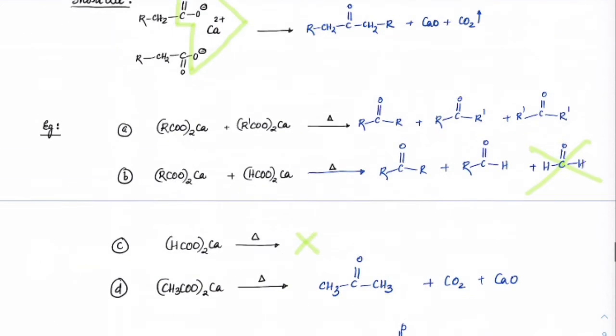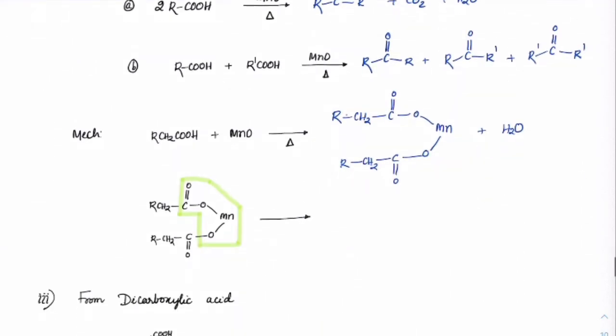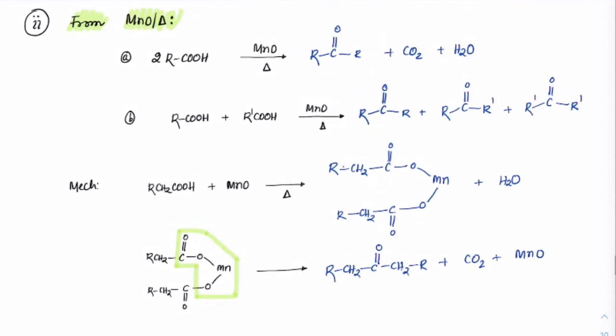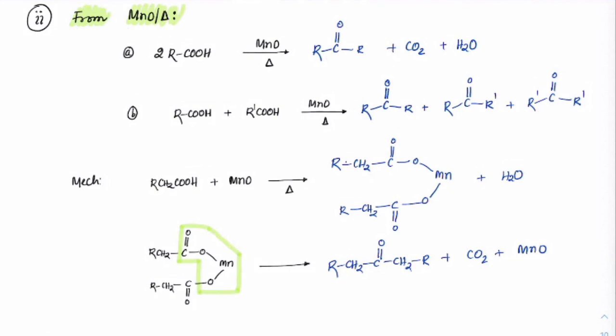Just like the shortcut we have seen here, how we used carbon dioxide to remove calcium oxide, we will do the same thing here also. Again, this manganese will come out as MnO, and this carbon dioxide will come out as CO2. So what is left out? RCH2 C double bond O CH2R plus CO2 plus MnO. So MnO is used as a catalyst on heating, usually in the presence of ethers for this reaction, and on doing that we will get carbon dioxide and this keto form. Guess all of you got that?